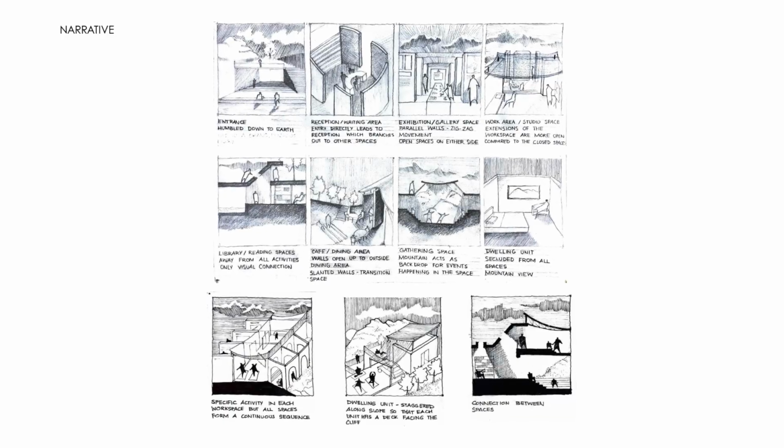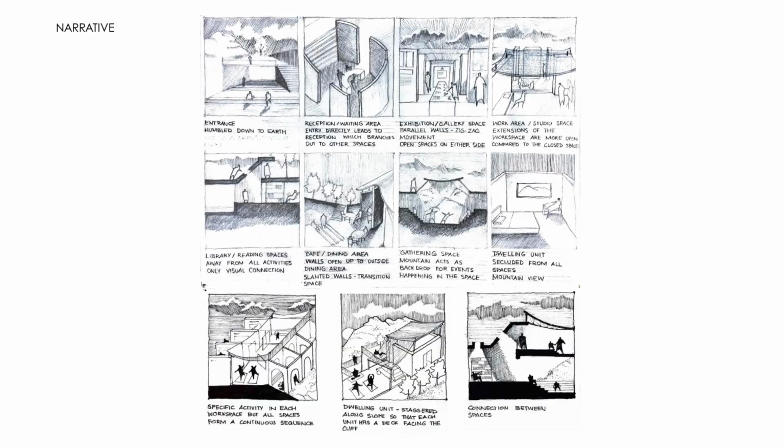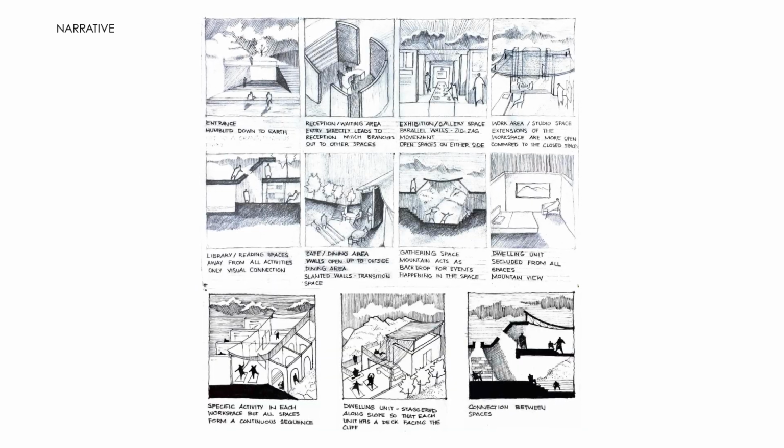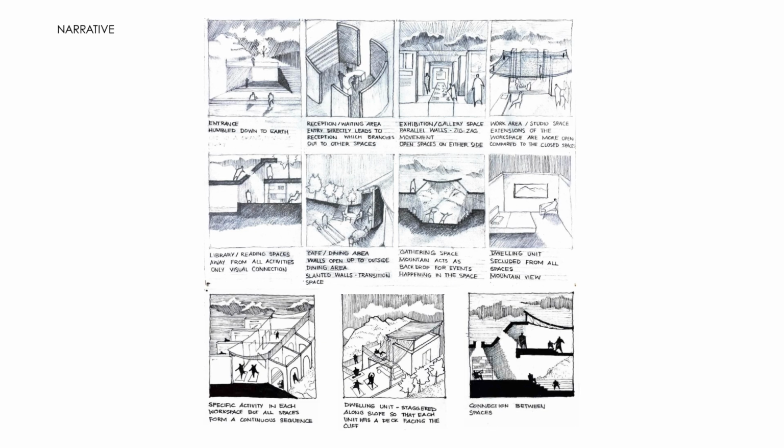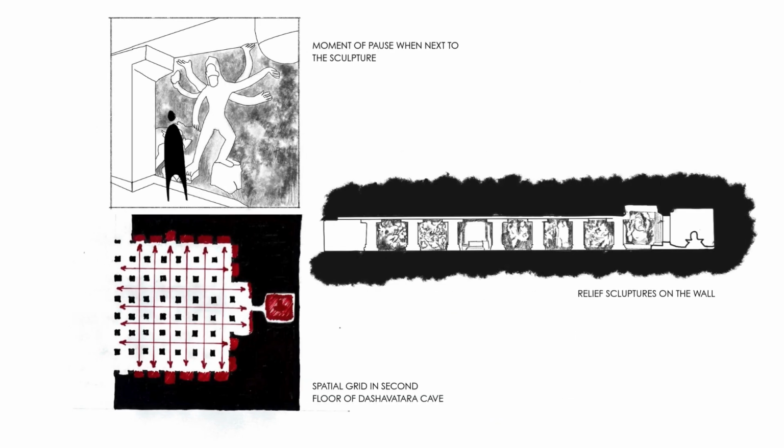The design began with narrative sketches envisioning an open, inclusive institute where fluid spaces encourage movement, interaction, and shared experience over hierarchy or separation. A major inspiration emerged from the study of the Dashavatara cave. Its spatial grid enables continuous motion with no defined points of pause until reaching the sculpted relief, a movement where movement gives way to stillness. This spatial rhythm inspired a design approach that unfolds gradually, culminating in a powerful moment of pause.